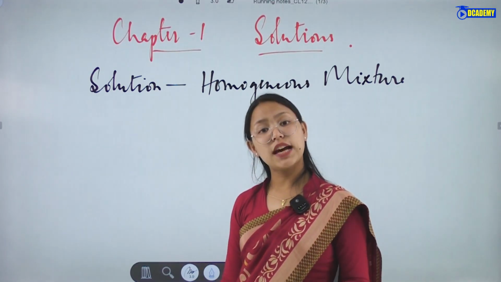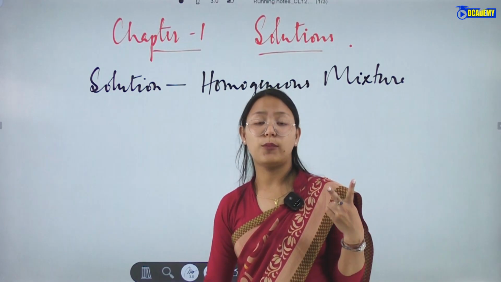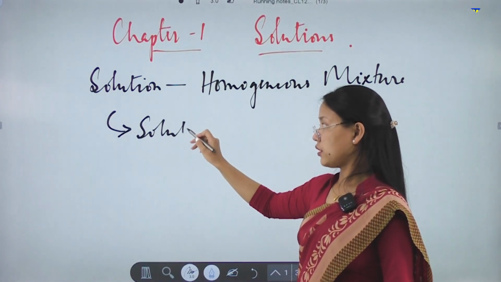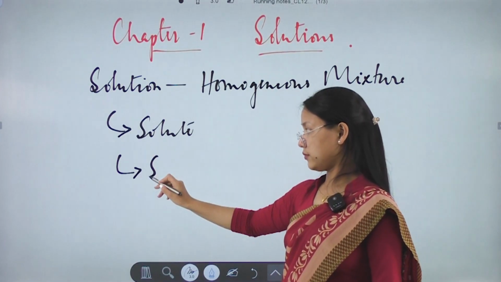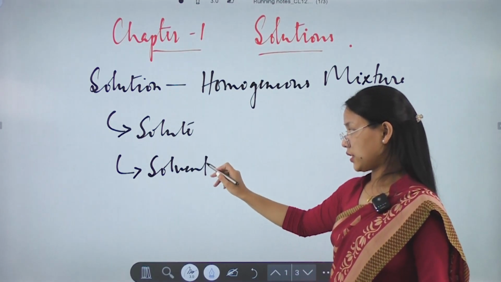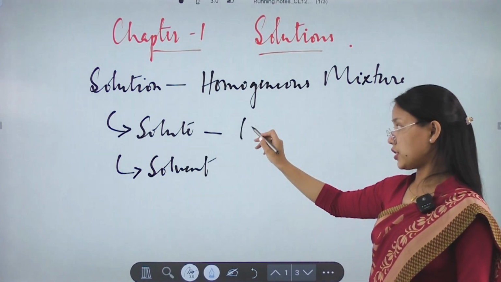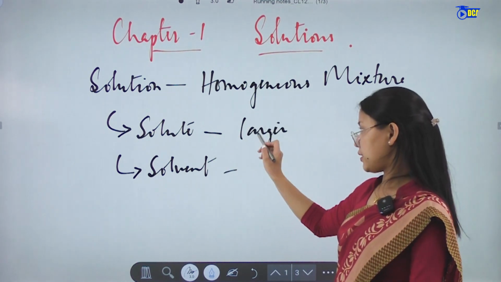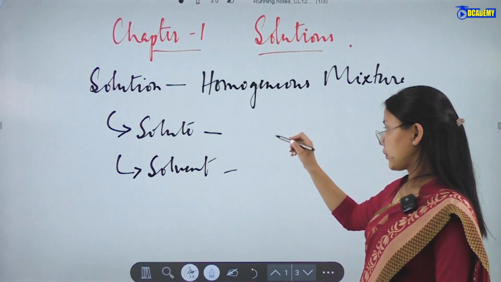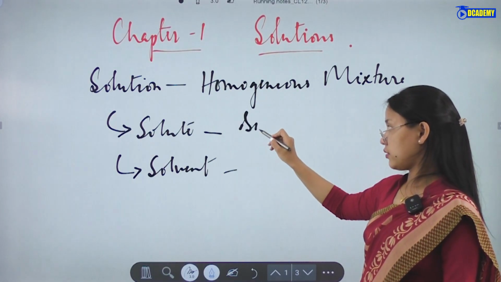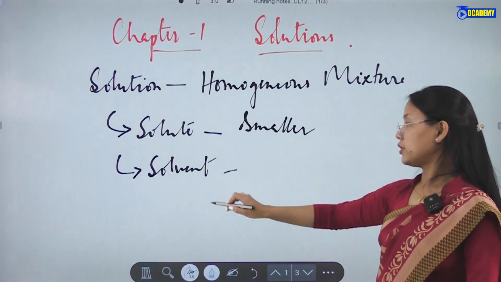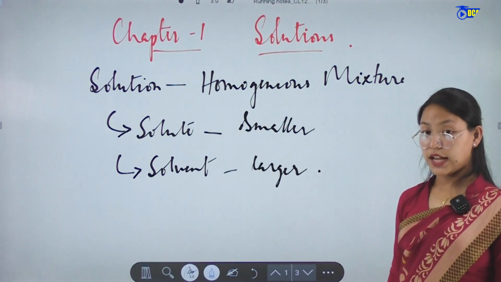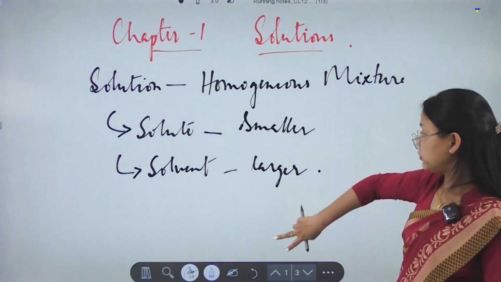A solution will consist of mainly two components: solute and solvent. The solute is the part present in the smaller quantity, and the solvent is the part present in the larger quantity. Solute is smaller, solvent is larger.